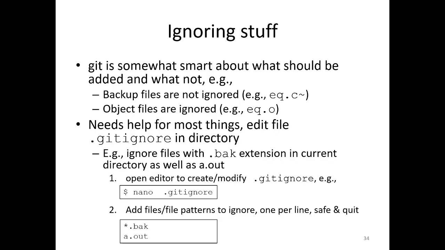Okay, so for many things Git actually needs some help, and you can create a file .gitignore in a directory, and then you can list files which Git should ignore, and you can use globbing. So basically you can do something like star.back, and then all files that end in the .back extension will be ignored by Git. Or you can have a very explicit name, like for instance a.out, which is the default name an application will get when you compile a file and you don't specify any.